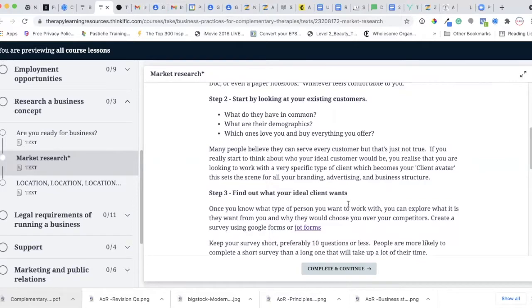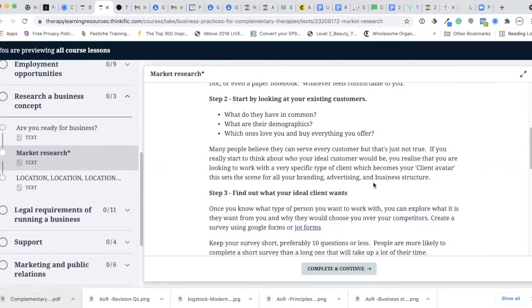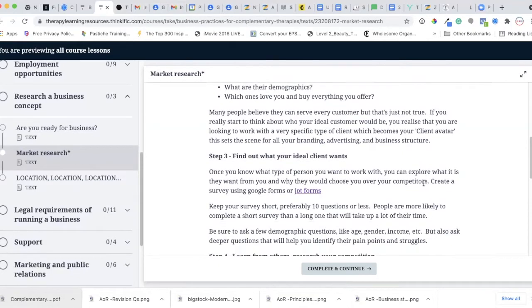Now, there is somewhere down here a bit about a client avatar. So a client avatar, or an ideal client, is a profile of what that person looks like. And in essence, the biggest thing is, what is their problem? And I don't mean what is their problem, I mean, what is their problem? What do they have a challenge with? And what can you do to help them solve that problem?